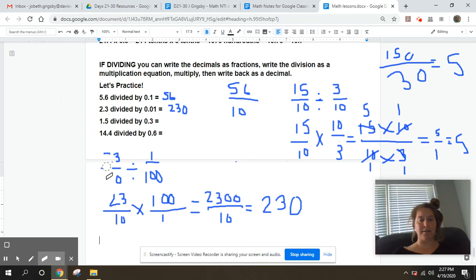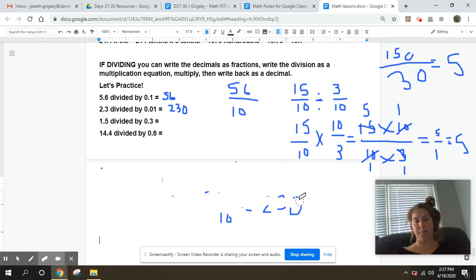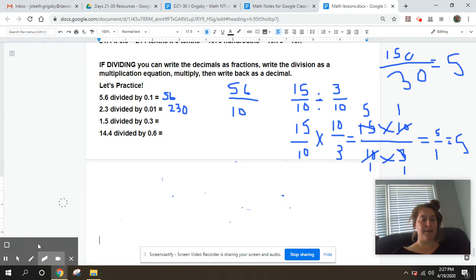So again, pause the video, see if you can do 14 and 4/10 divided by 6/10. Our last one. You guys can do it. Remember, write 14 and 4/10 as an improper fraction first, so you don't have extra work to do. All right, so now that you've tried that, I'm going to do our last one for us, and we'll be all done. You'll be able to rock out your Friday and your weekend.